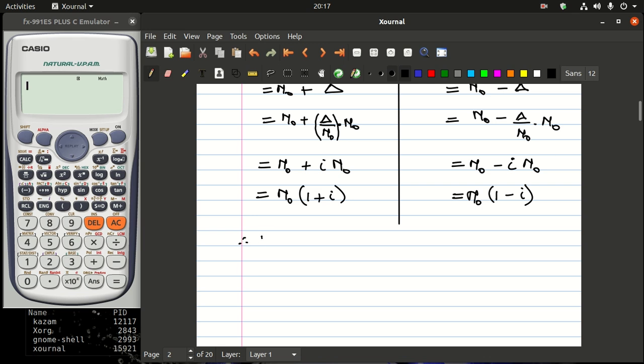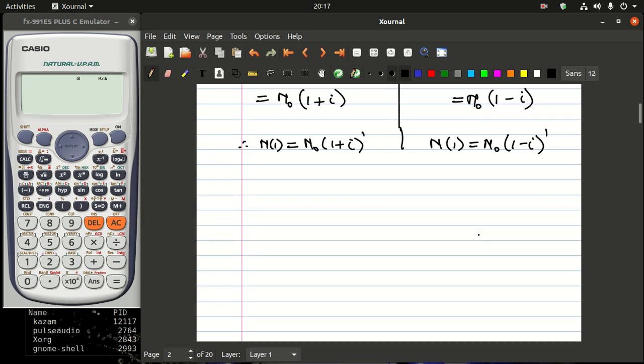This simply means that n of 1 is equal to n0 into 1 plus I raised to 1. And then this side I will have n of 1 is equal to n0 into 1 minus I raised to 1. Note that this one and that one are the same.